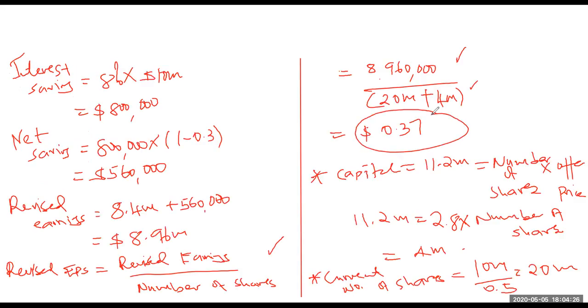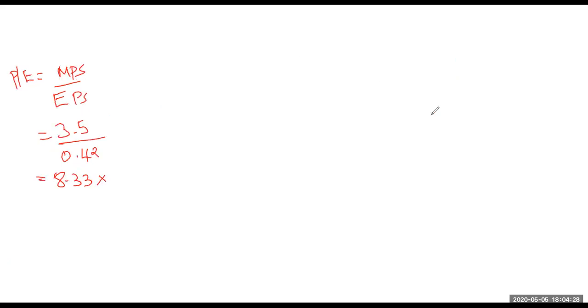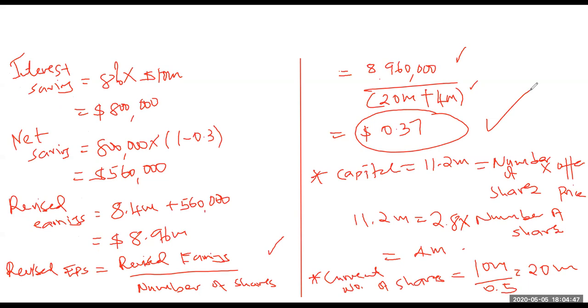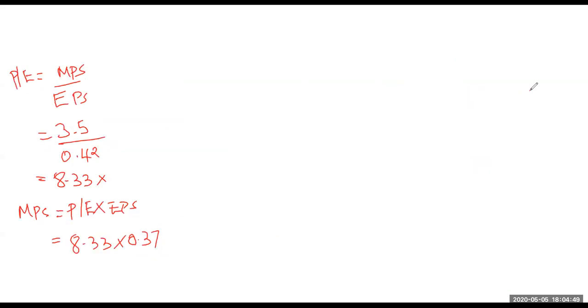You can. So simply, the MPS is equal to the PE ratio we have just calculated, multiplied by the revised earnings per share. PE ratio, 8.33, multiplied by the earnings per share you just obtained, which was 0.37, yes, 0.37 here. That gives our predicted MPS after the exercise date. To give us how much?